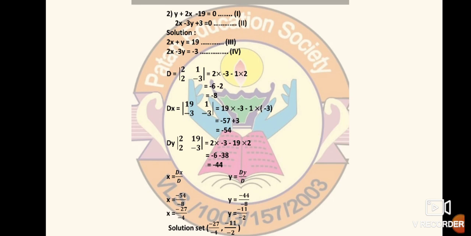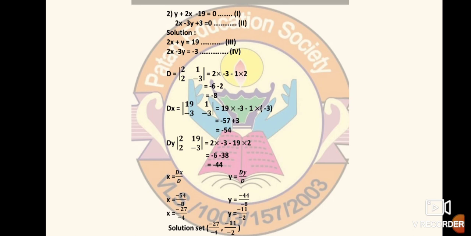Coming down to dy, as you are calculating the value of dy, y will be replaced by the constants and x will remain as it is. So 2, 19 and negative 3. So 2 into negative 3 minus 19 into 2. 2 into negative 3 will become minus 6. 19 2s are 38, minus 38. Minus 6 minus 38 will become minus 44.